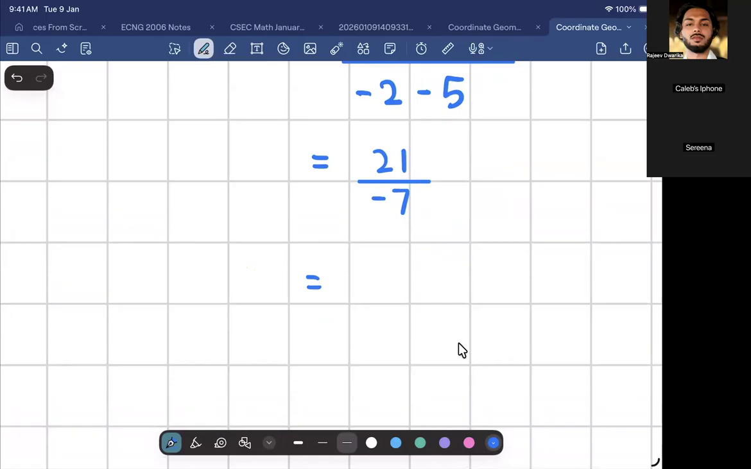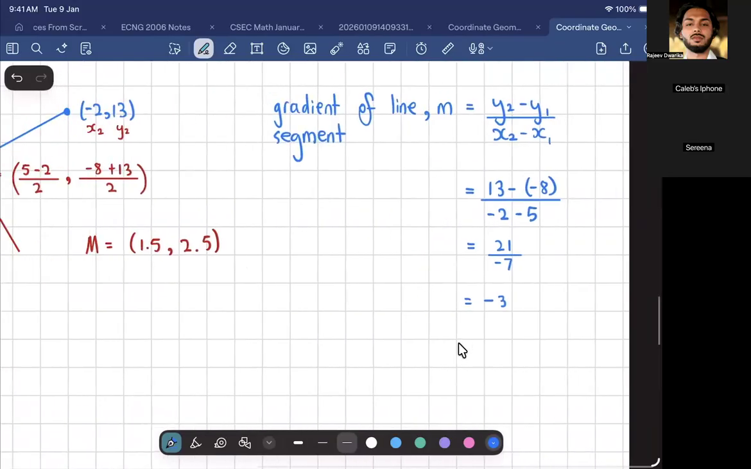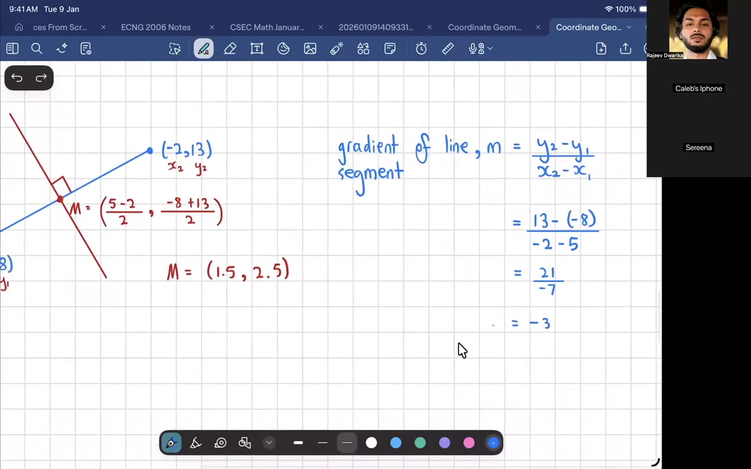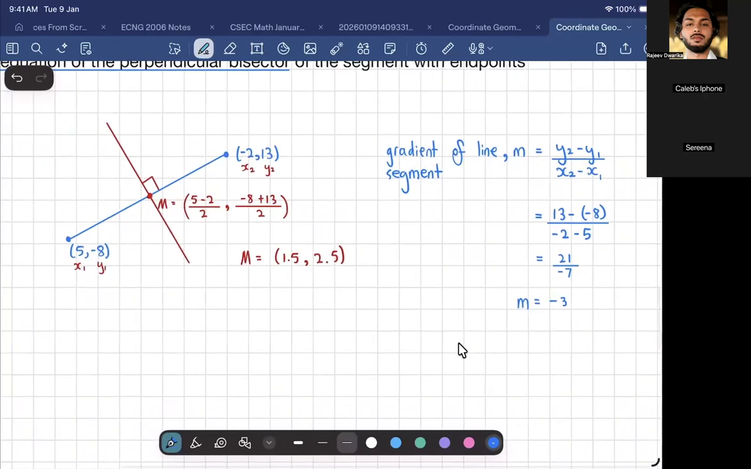What's a positive divided by a negative? Negative, right? And 7 into 21 is 3. So it'll be a minus because it's a positive divided by a negative. So negative 3. That is the gradient of the line segment. You okay with that? Yes, sir. Now, if the gradient of the line segment is minus 3, how could we use that to find the gradient of the perpendicular bisector?